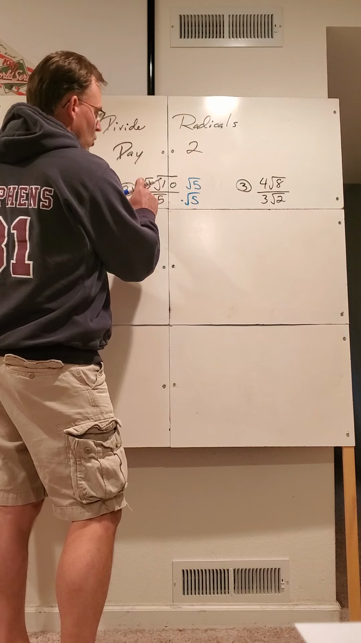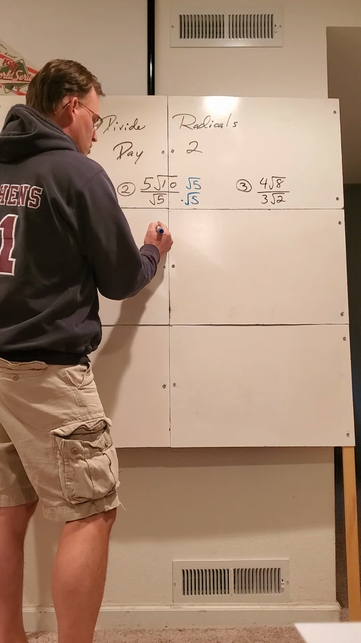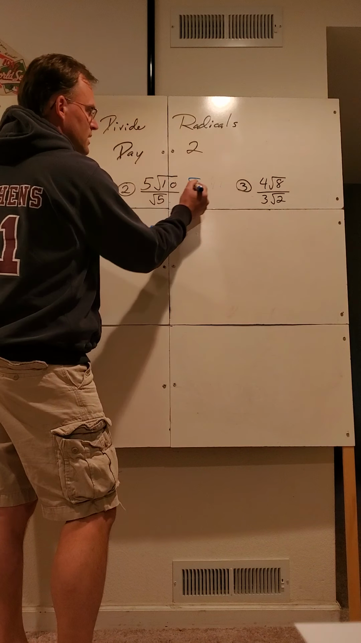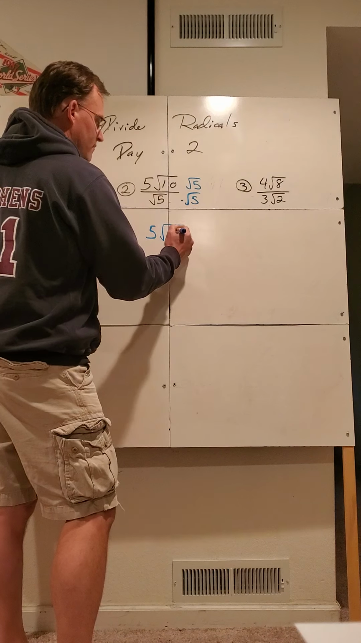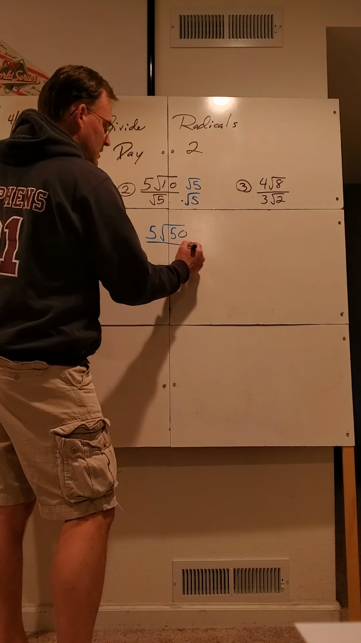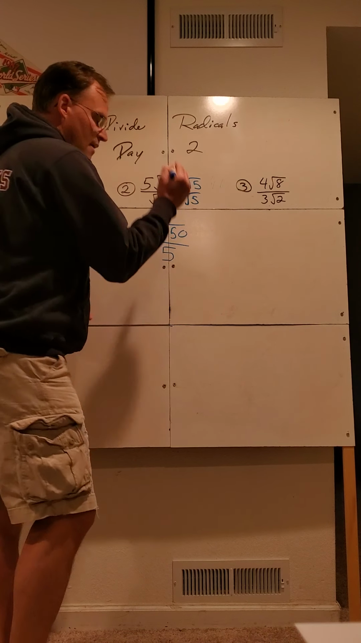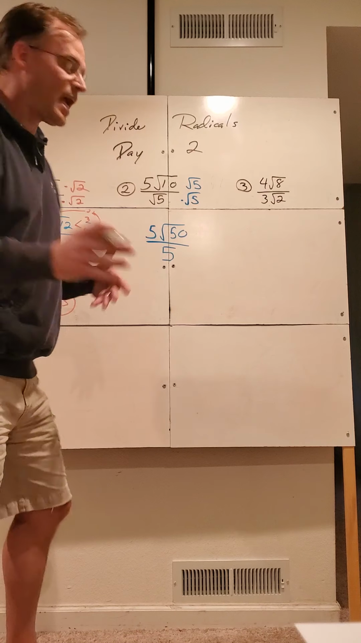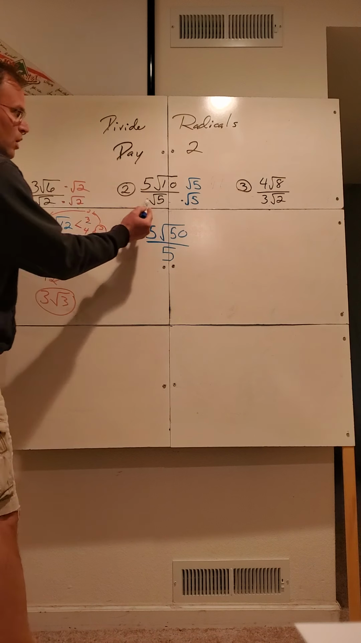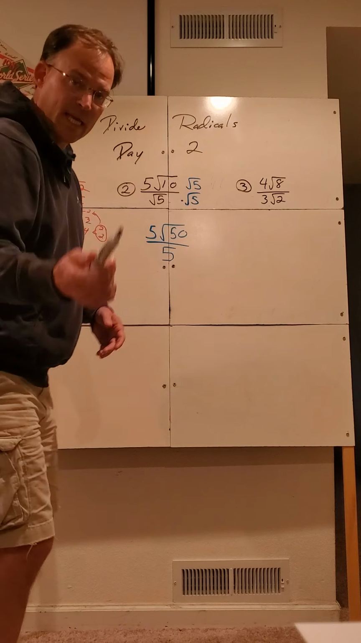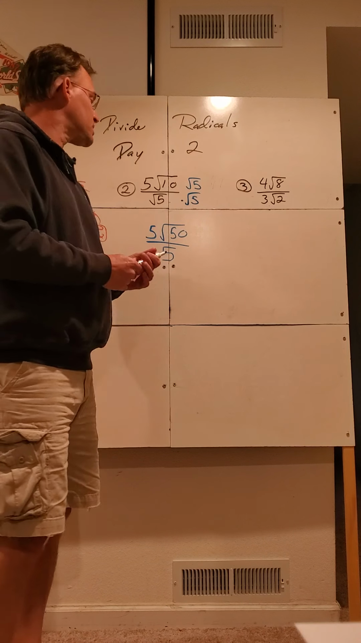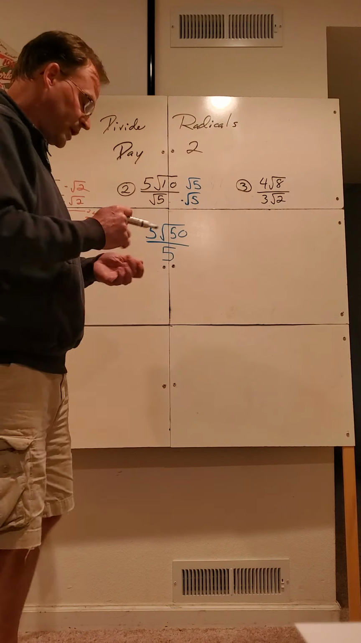So, again, no whole numbers. So that's 5. Root 10 times root 5 is root 50. Denominator, root 5 times root 5 is 5. Always going to happen for us. Root 2 times root 2 is 2. Root 5 times root 5 is 5. Again, go back and rewatch the other video if you need more explanation of that.